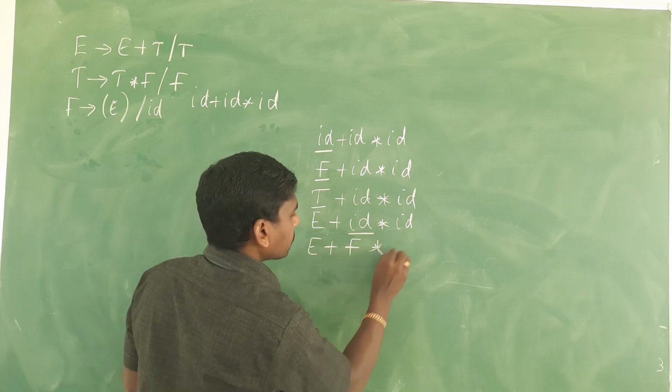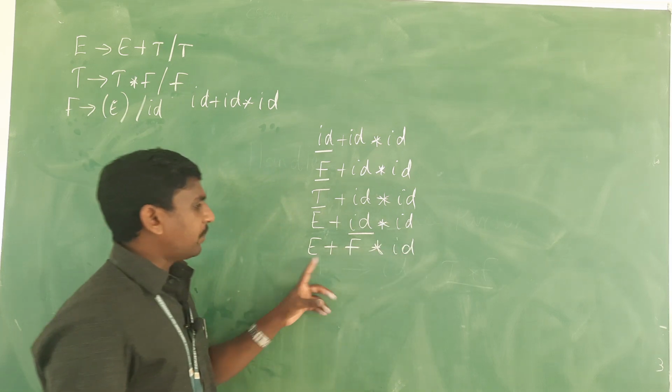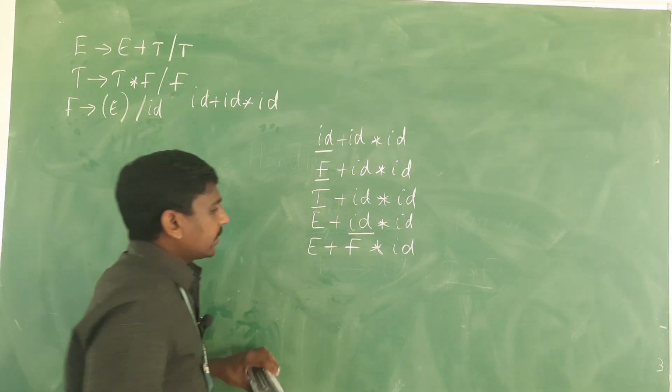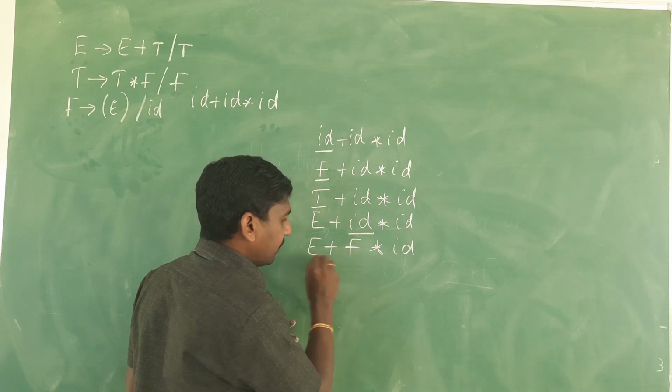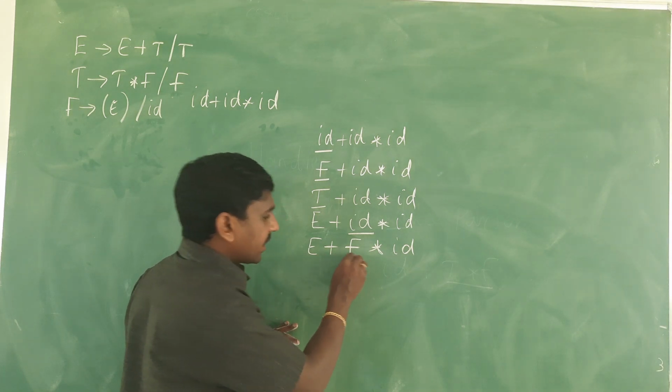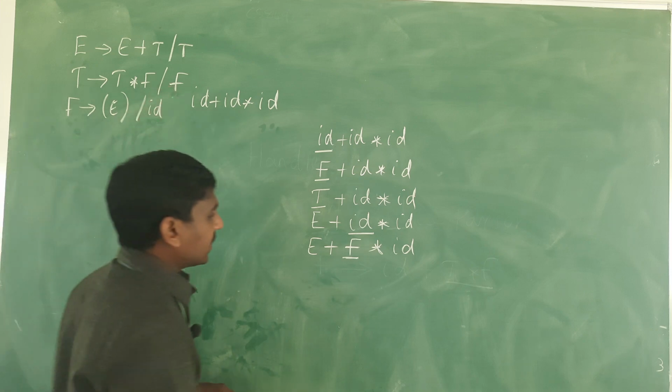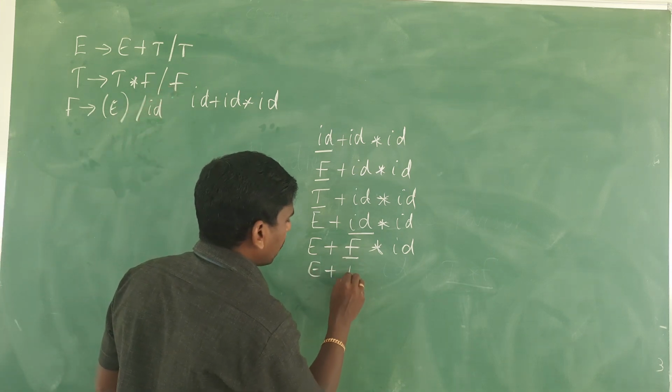So E star ID. Then you have to check whether E plus F has a handle. No, right? So E plus F doesn't have a handle. Then you have to check whether F has a handle. Yes, F has a handle. T tends to F is there. So in place of F I have put T.